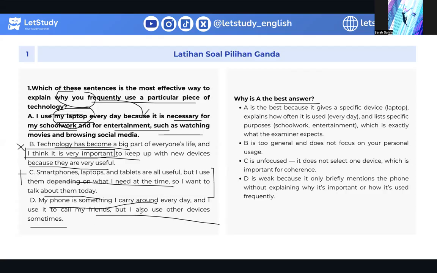Nah, sebenarnya bagian ini tuh udah mau hampir benar. My phone is something I carry on every day. Yeah. And I use it. Why do I use it? Because to call my friends. Tapi, like, we're trying to search for the best answer. And A specifically, the best, karena it also gives an example. And it is specific. Nggak kayak D, yang juga kurang menjelaskan dan bilang, but I also use other devices sometimes. Jadi karena itu, A is the best answer.